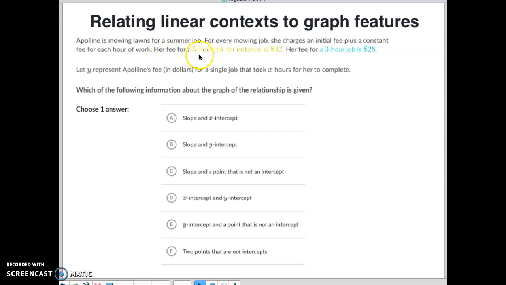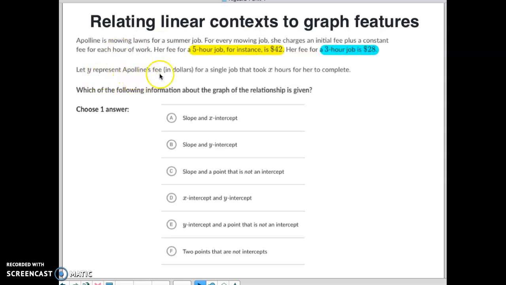Her fee for a 5-hour job, for instance, is $42. So what they just did right there is they gave you a coordinate. After 5 hours, the cost is $42. Her fee for a 3-hour job is 28. Well, after 3 hours, it's 28. There's another coordinate point. They've given us 2 coordinate points.